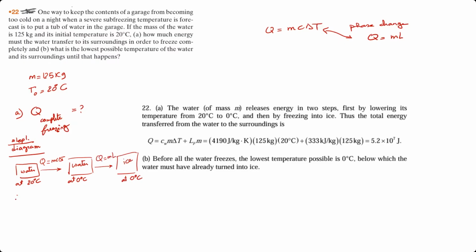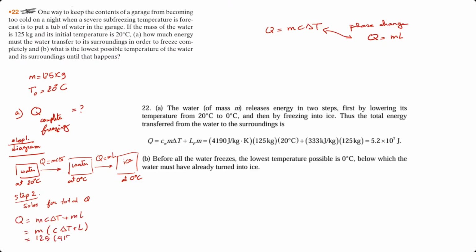So Q, now I can solve my equation. Q is going to be the sum for all of the processes that I have written in my figure, and these are mc delta T plus mL. The mass is the same. All of the water cools down and then all of it froze. So I can take m as a common factor.